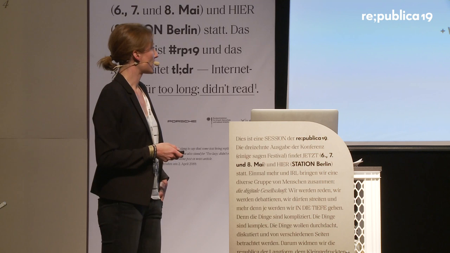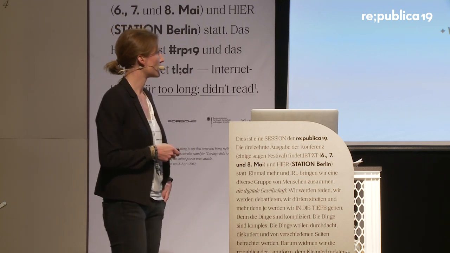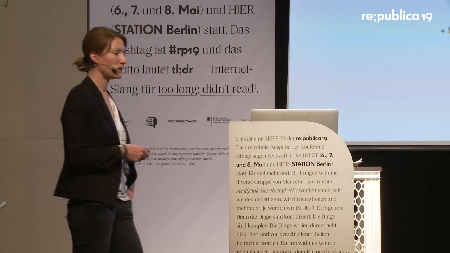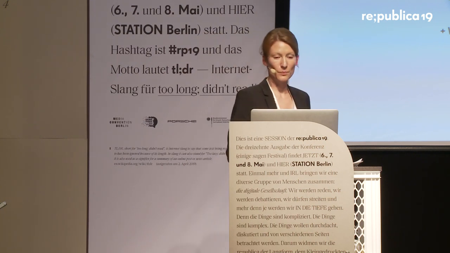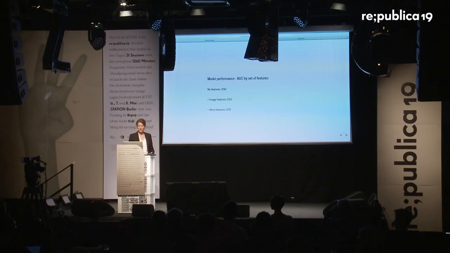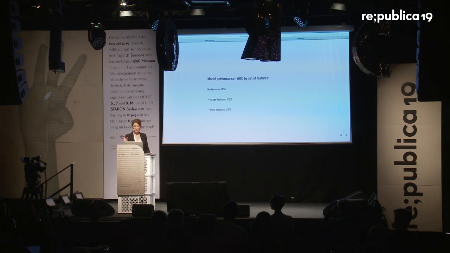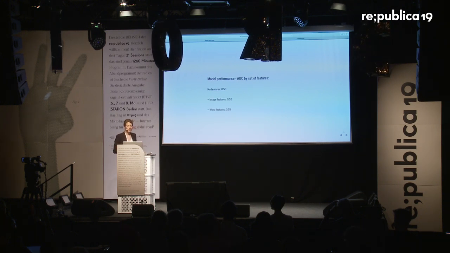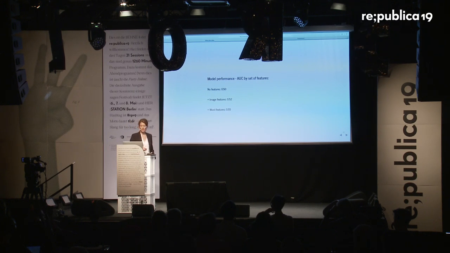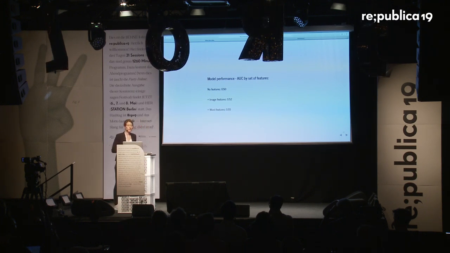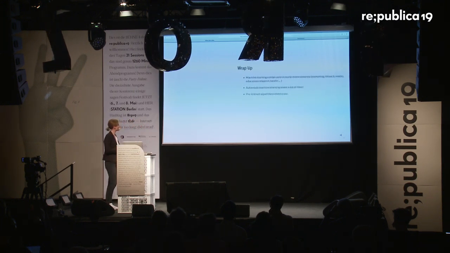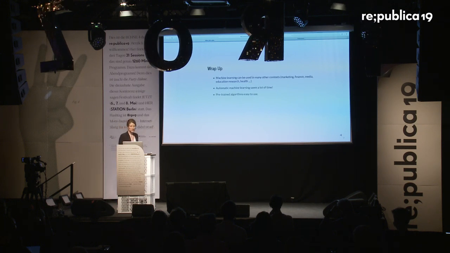Okay, so the next result was also not incredibly better. Adding on top were the word features that I extracted from the title, and the AUC grew to 0.55. Nevertheless, this is something as a start we could work with.